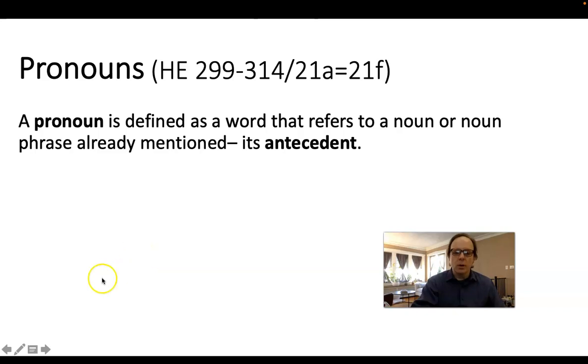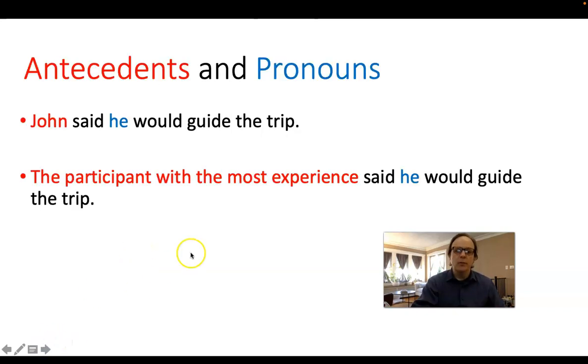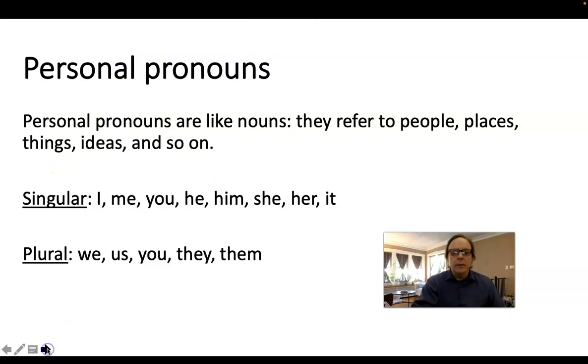So we're going to talk about those two terms as we go through real quickly here. If you look at this antecedent, again, that's the word that's being replaced, John. Down here, the participant with the most experience. These are our antecedents in red, and we replace those with something. Now, obviously, if we didn't have pronouns, we'd be repeating John over and over. It would be very awkward, right? So pronouns are convenient, but again, they're good to be able to recognize because oftentimes they will be the subject, but not always, of a sentence. In this case, they aren't. But in blue, we have our pronoun he, which is replacing these two antecedents in red.